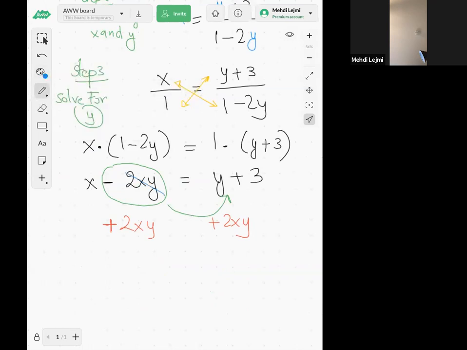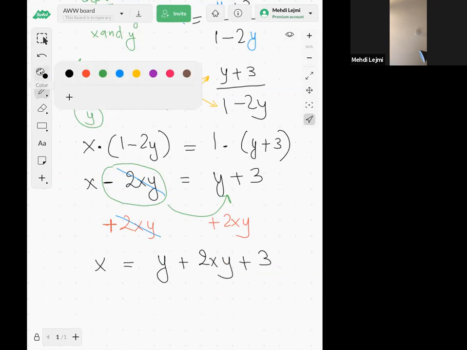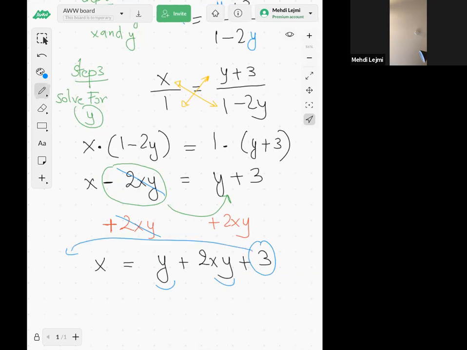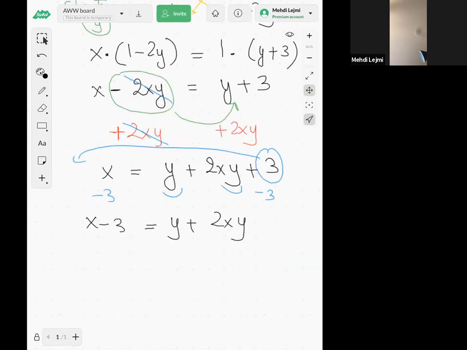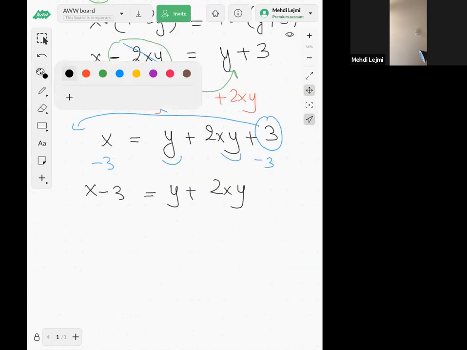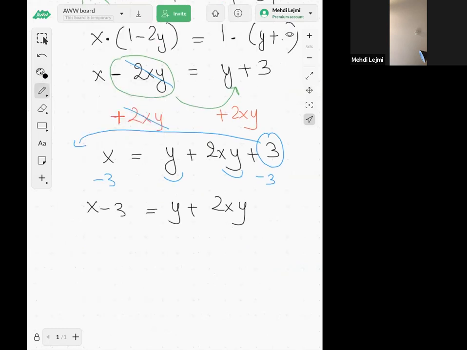Then this minus 2xy plus 2xy cancel out. So it's just x now, equals y plus 2xy plus 3. Now y is a common factor here, but this 3 has no y, right? So I'm going to move this 3 to the other side. I'm going to subtract 3 both sides. Then I'm going to have x minus 3 equals y plus 2xy. And now I can factor out my y on the right side.